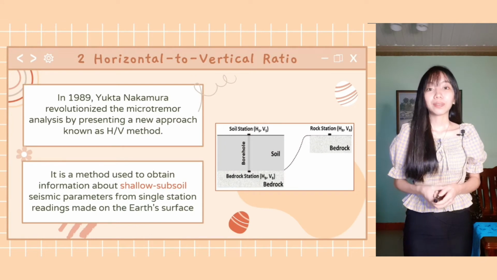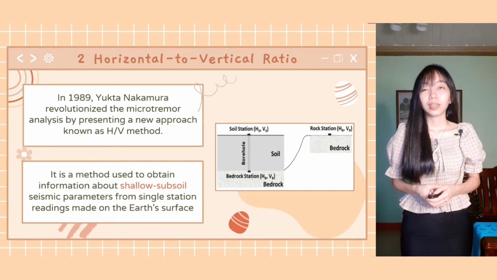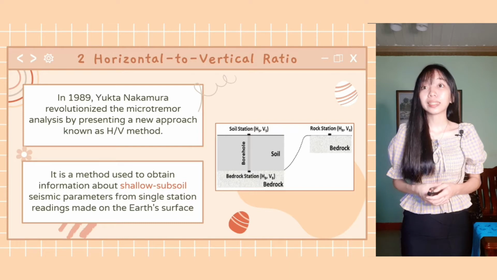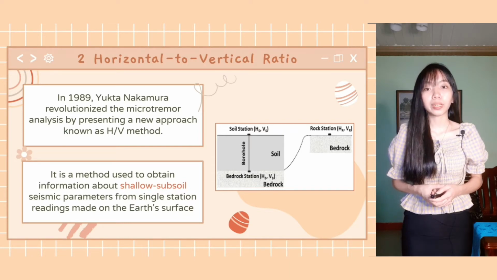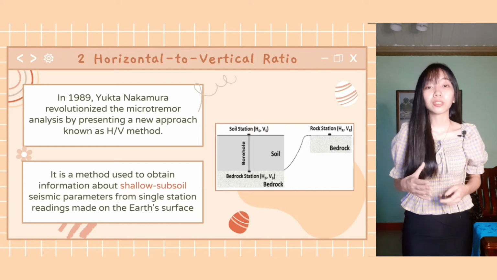Proceeding, we have the second classified passive geophysical method, the horizontal to vertical ratio method. In 1989, Yutaka Nakamura revolutionized microtremor analysis by presenting a new approach known as the HV method. This method is also called horizontal to vertical spectral ratio, or HVSR method.